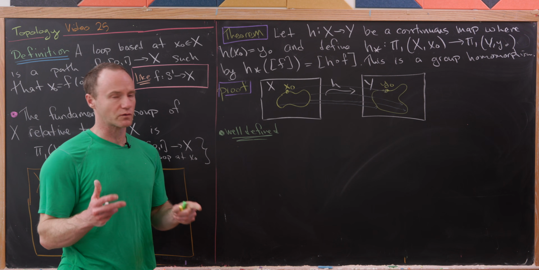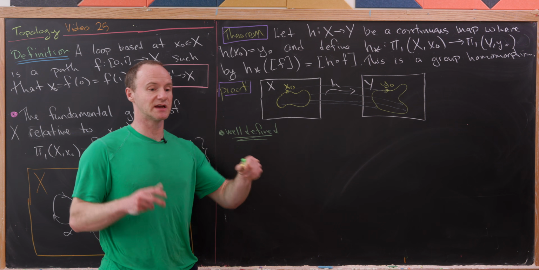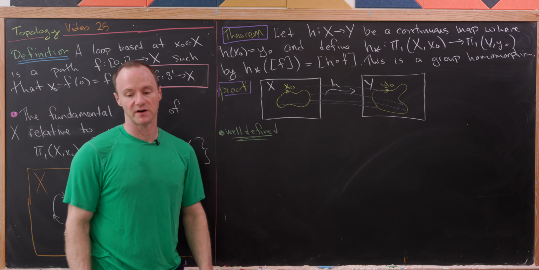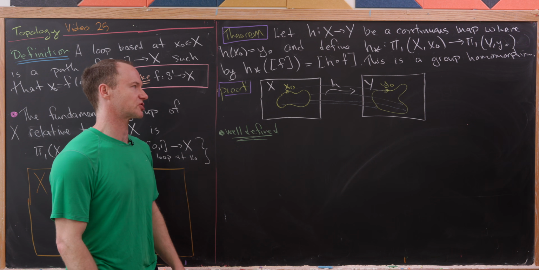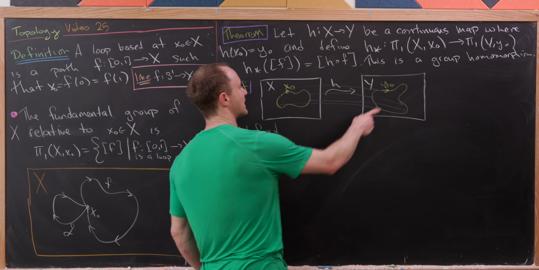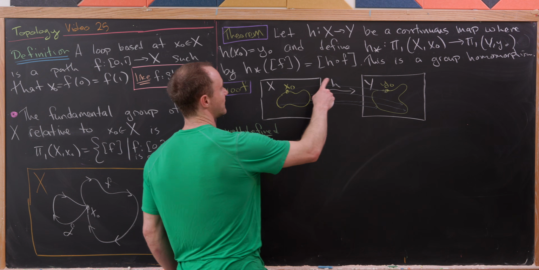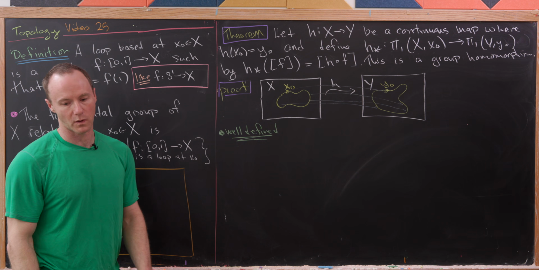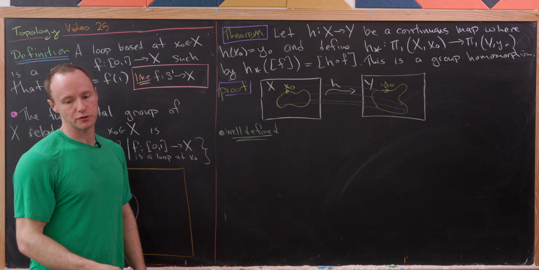So I think this is a really nice result, that continuous functions between topological spaces can be lifted to group homomorphisms in their fundamental groups. So this is really nice stuff. So here's kind of the picture. We've got this loop inside of X based at X naught. We've got this loop inside of Y based at Y naught. And then this function H is taking the loop in X to this loop in Y. I guess the loop in Y is really defined by the loop in X.